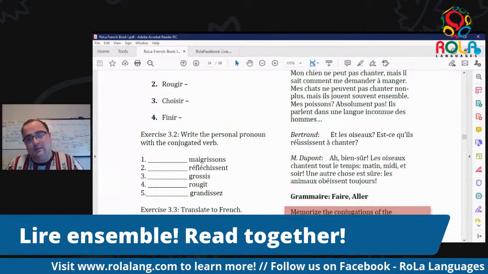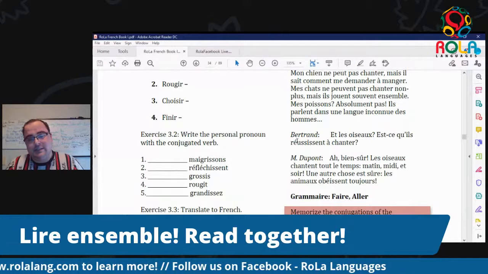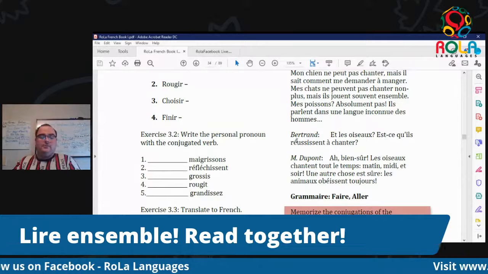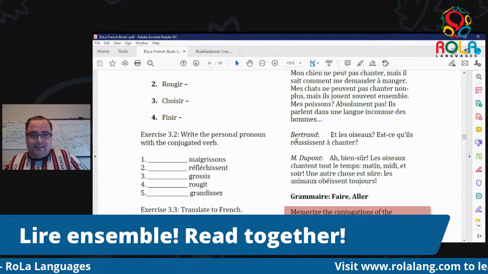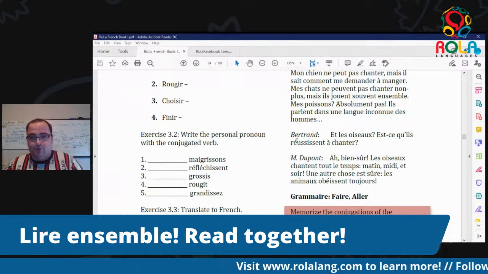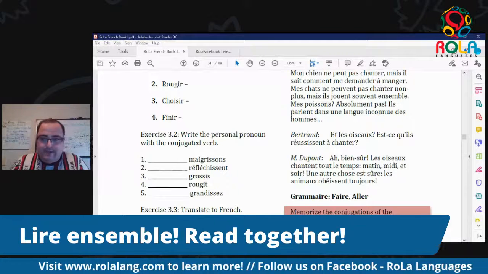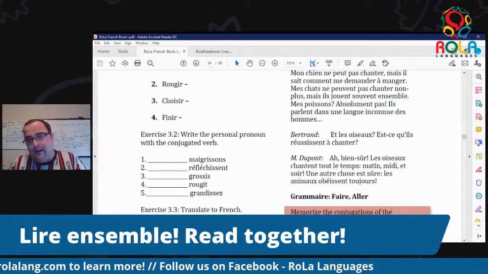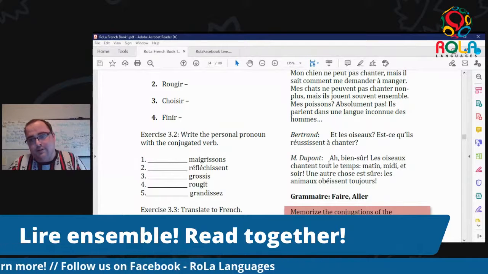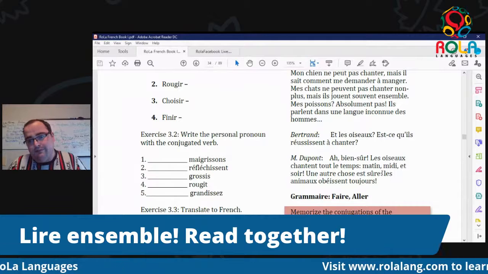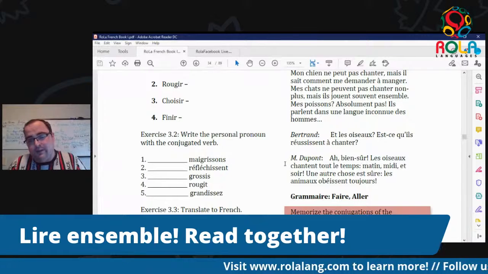Réussissent, the infinitive for réussissent is réussir. It's an IR verb. It means to succeed. Have they succeeded to sing? Monsieur Dupont says, bien sûr. Les oiseaux chantent tout le temps, matin, midi et soir. Of course. The birds sing all the time. Matin, morning, midi, afternoon, et soir, and evening.